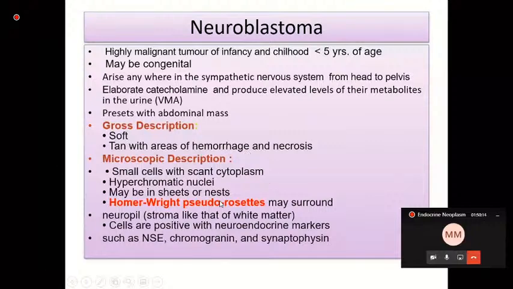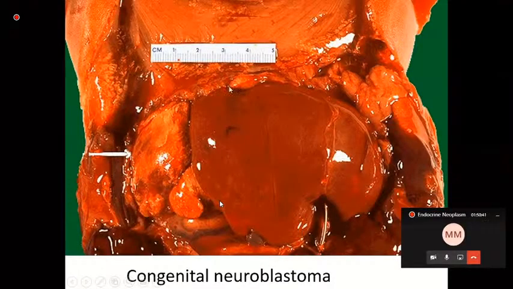So in microscopic features, usually we said neuroblastoma is a primitive cell tumor, usually small cells with scanty cytoplasm and hyperchromatic nuclei. Usually they form what we call Homer Wright pseudorosettes. Okay, and this tumor usually secretes NSE, chromogranin, and synaptophysin. You can see this is the abdominal mass.